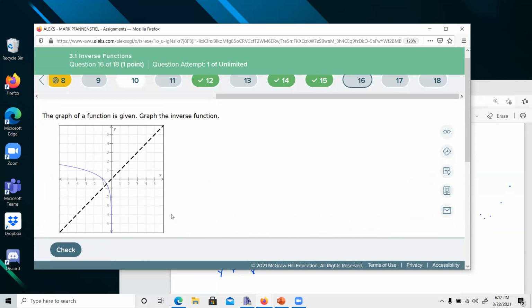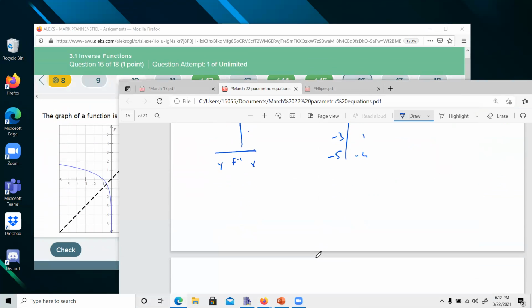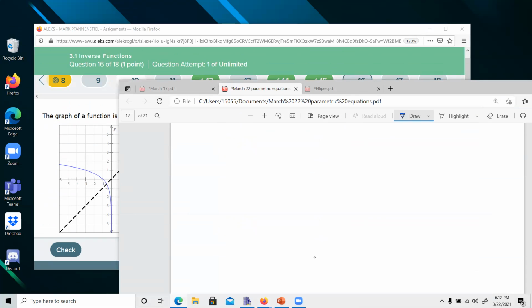Oh, this is a neat one. Let me show you this one first. So we have y is equal to 1 over x. Then what we're going to do is swap them. Can we find the inverse of 1 over x? We have x is equal to 1 over y. We swapped. So we have xy is equal to 1, and then y is equal to 1 over x.